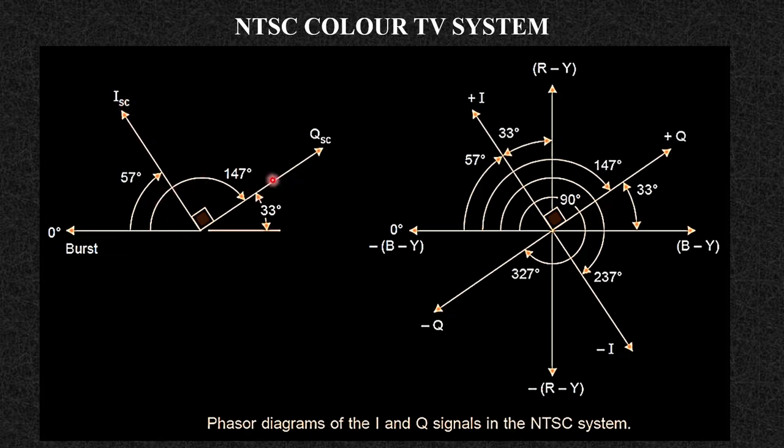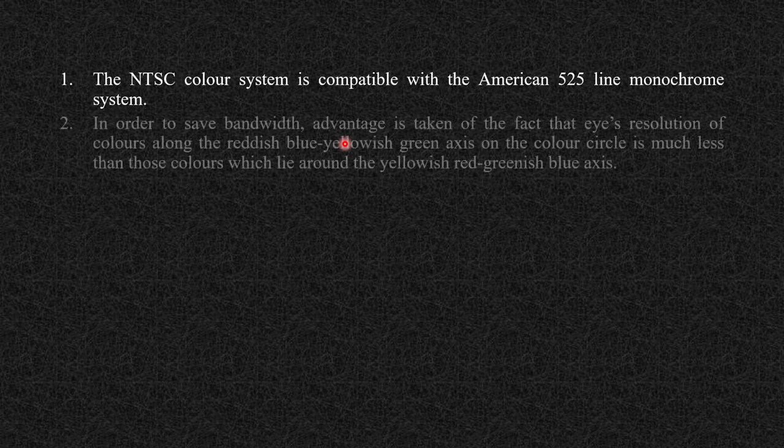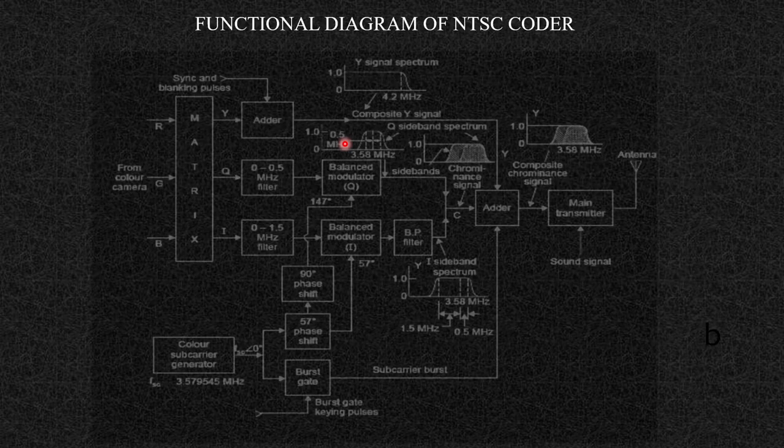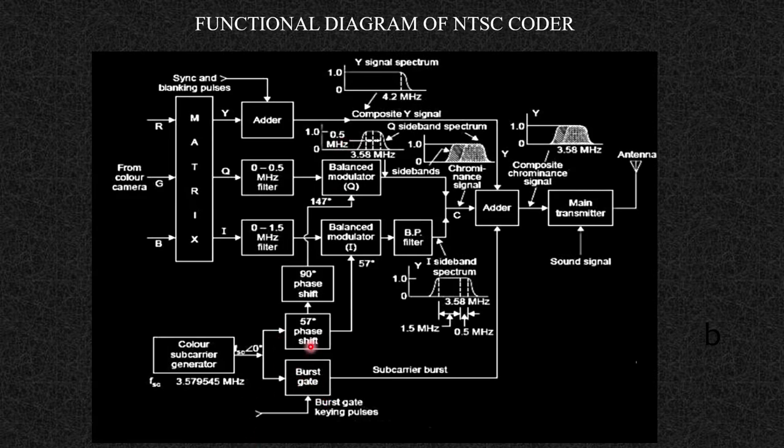Plus 90 degree, your Q subcarrier will be generated. So what you are doing here in this particular figure, if you see, you are adding a 57 phase shift in the burst, and you are giving this 57 carrier to the balanced modulator and plus 90 to the Q component. So here you will get both the sidebands, 0.5, 0.5. If I am interested in drawing how it looks, I'm just trying to show you clearly.